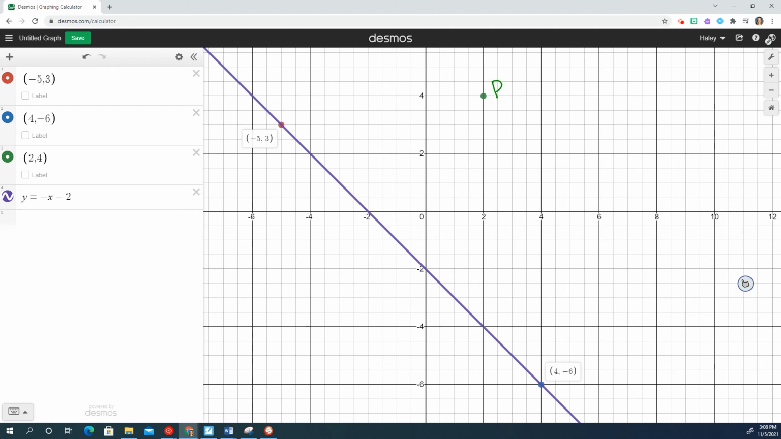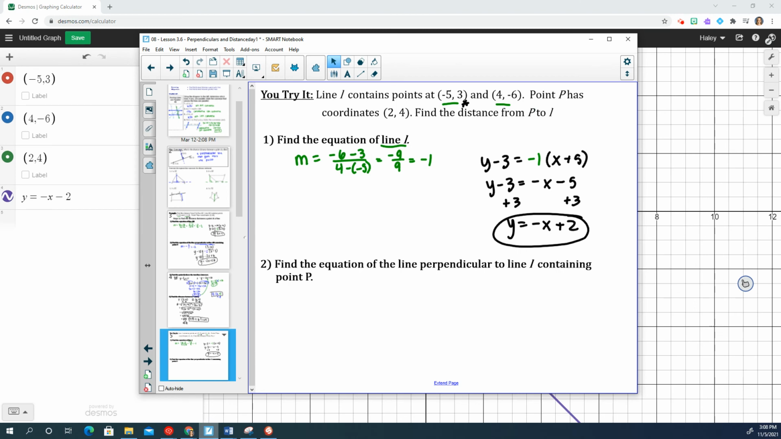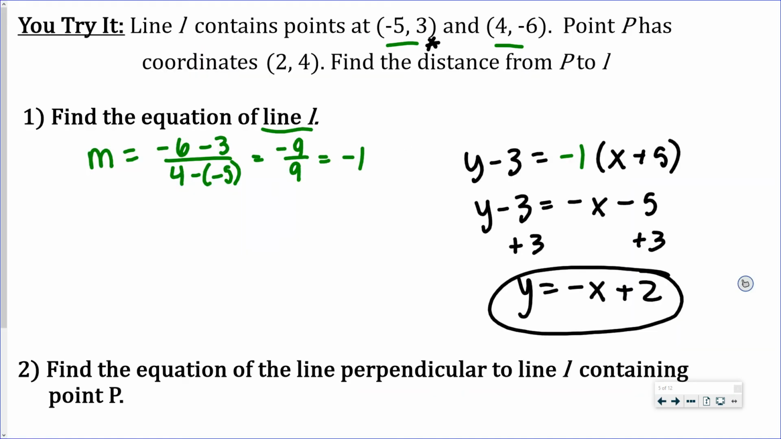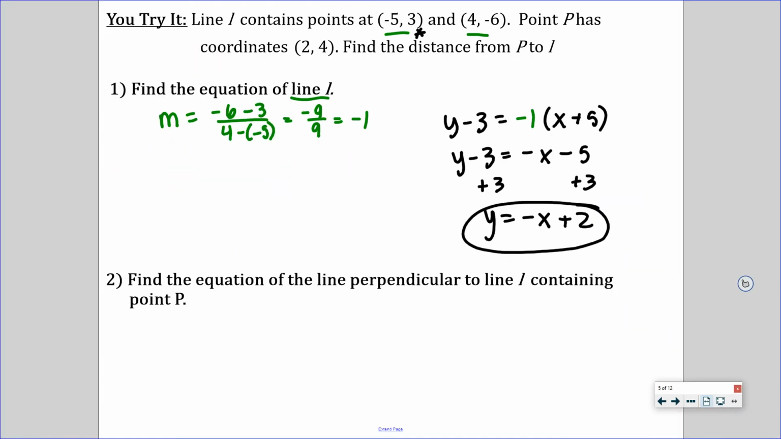Next step is we want to find this perpendicular line that goes through point P. All right, so you know point P is (2, 4). So you gotta figure out the slope of the perpendicular line. Don't say it out loud. And then write the equation.